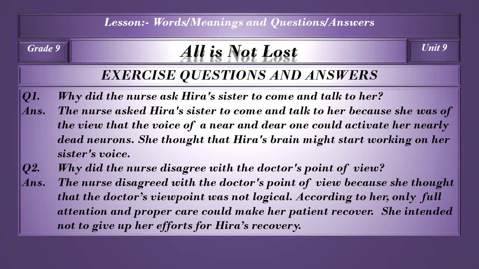Question number 2. Why did the nurse disagree with the doctor's point of view? Answer. The nurse disagreed with the doctor's point of view because she thought that the doctor's viewpoint was not logical. According to her, only full attention and proper care could make her patient recover. She intended not to give up her efforts for Hera's recovery.